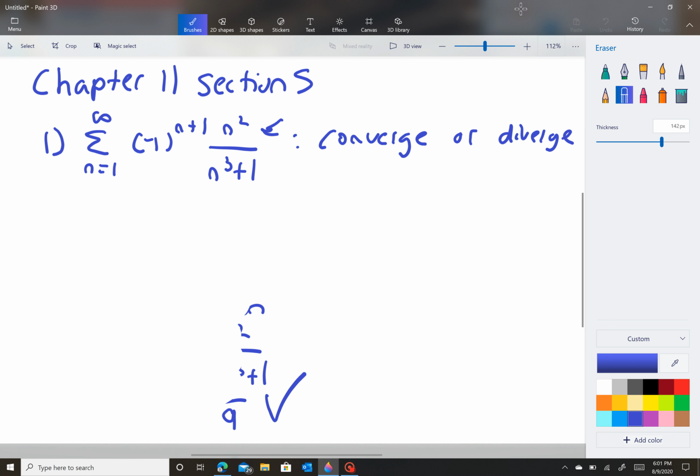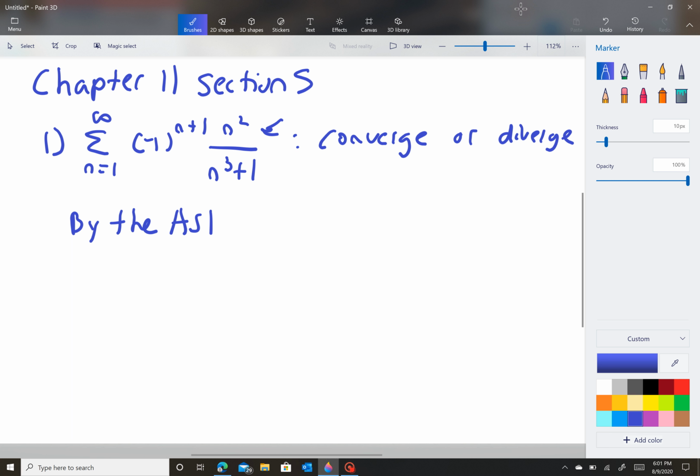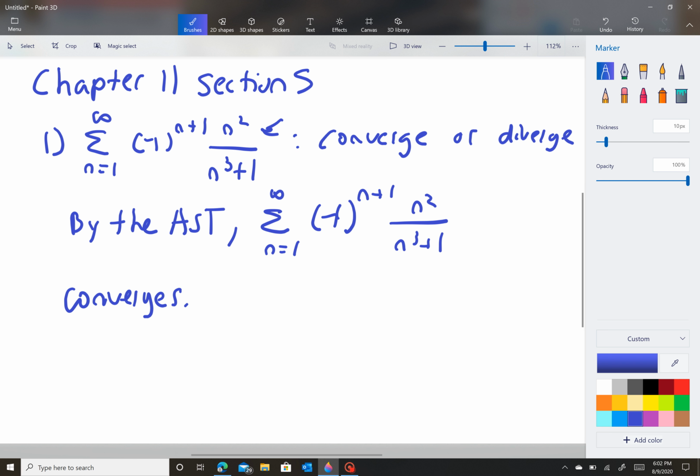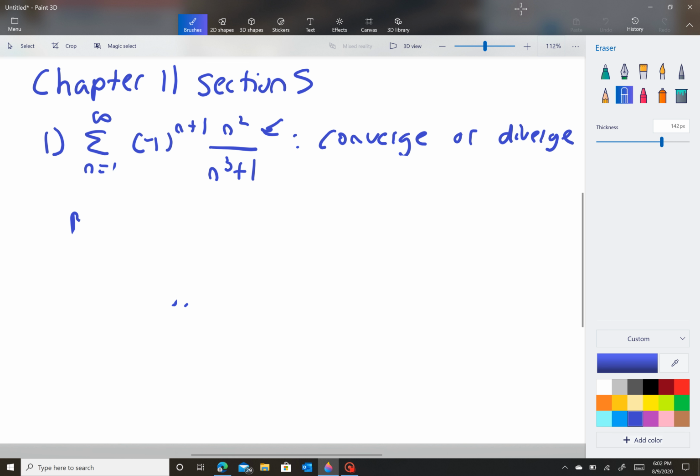So by the alternating series test, write this out again, n plus 1 cubed over n squared plus 1. By the alternating series test, this series here converges. So that is how you do the first problem, or how you apply those conditions to the alternating series test.